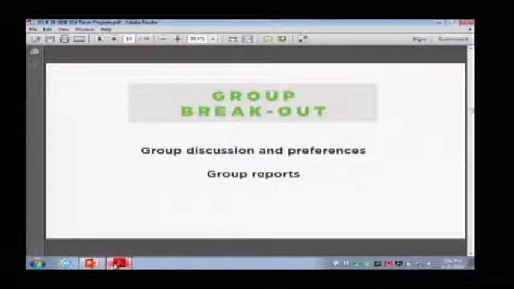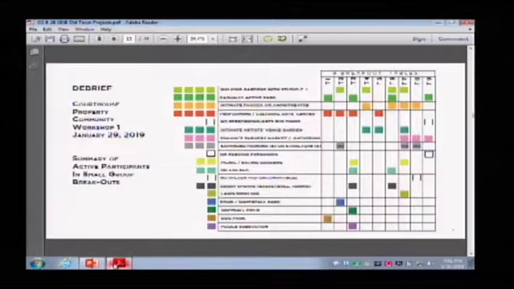So, a summary of the group breakout. There were 9 tables that were formed, and each table came up with a number of things. They came up with top priorities, guiding principles, and likes, dislikes, and what we might call keepers relative to the park space or the courthouse property space.